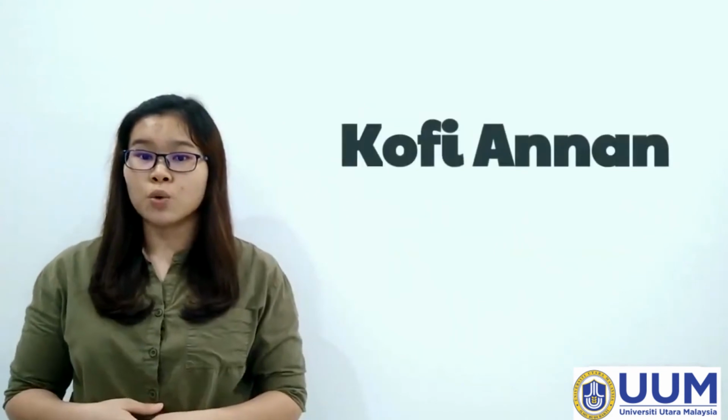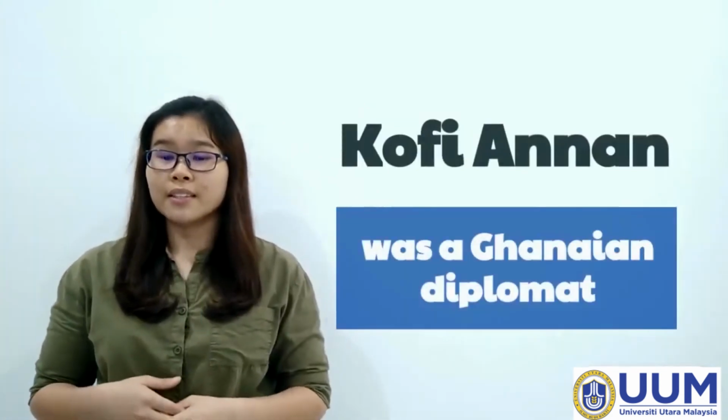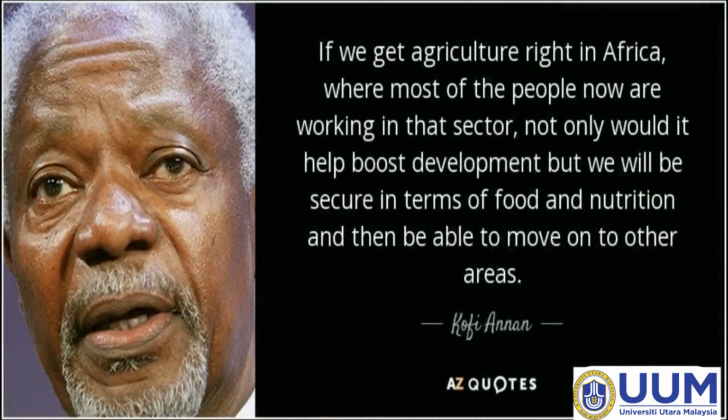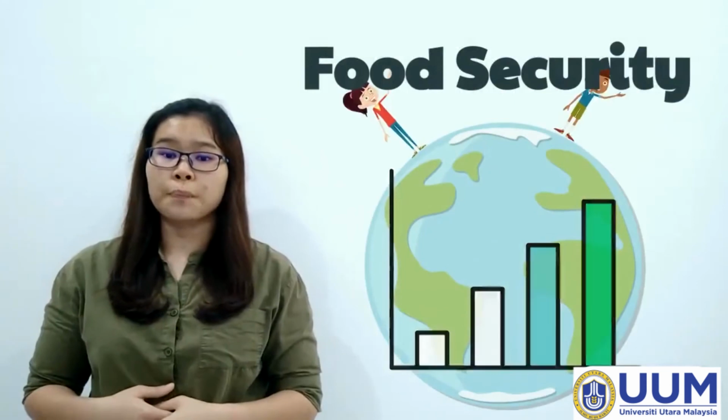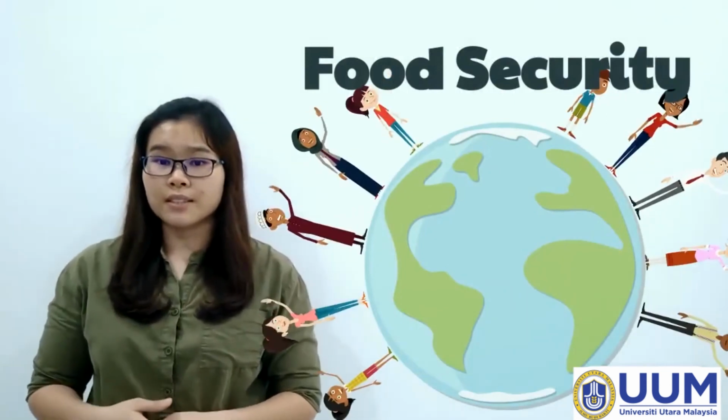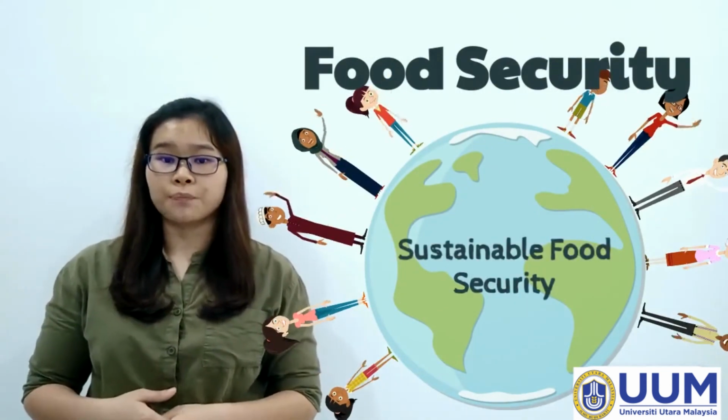The late Kofi Annan, who was a Ghanaian diplomat, said, "If we get agriculture right in Africa, where most of the people now are working in that sector, not only will it help boost development, but we will be secure in terms of food and nutrition, and then be able to move on to other areas." Food security leads to development of a country. Each of us should play our role to improve sustainability of the food industry.